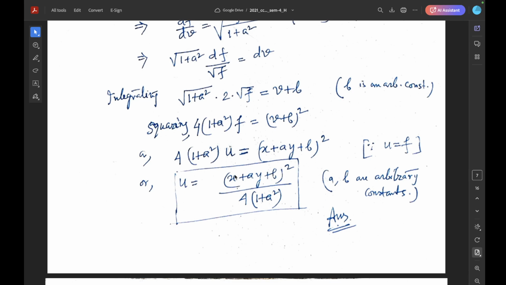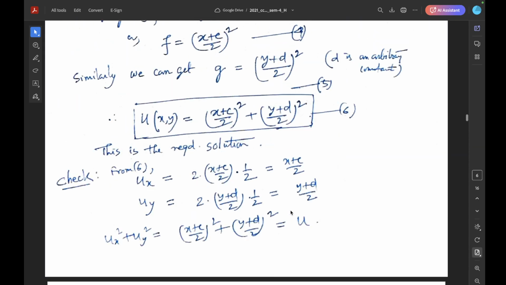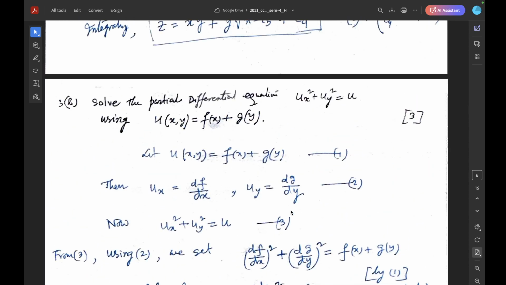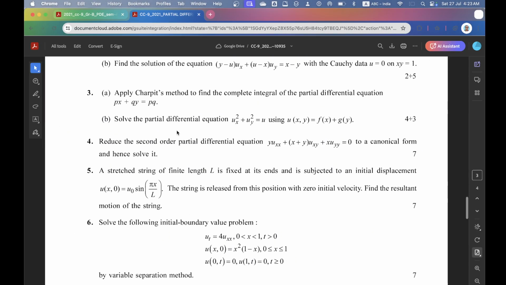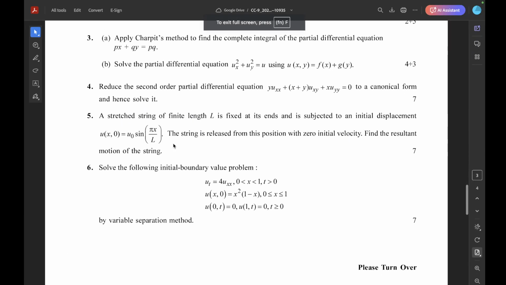And from this way we get this result u equal to this. Next question. Question 4. Reduce the second order partial differential equation y u_xx + (x + y) u_xy + x u_yy = 0 to a canonical form and hence solve it.